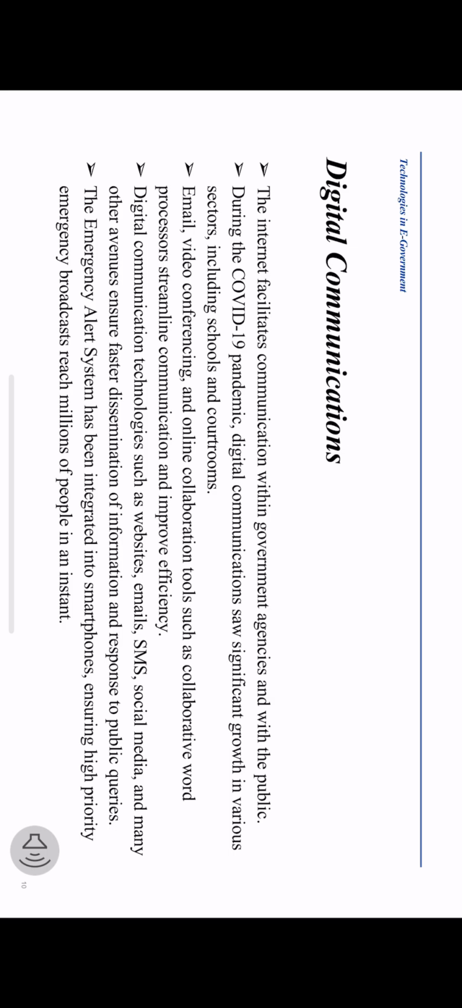Now, one other form of communication, or different purpose rather, would be the emergency alert system, which has been used to ensure high priority emergency broadcasts reach millions of people in an instant. And while this is not necessarily new, its integration into smartphones has been relatively recent.